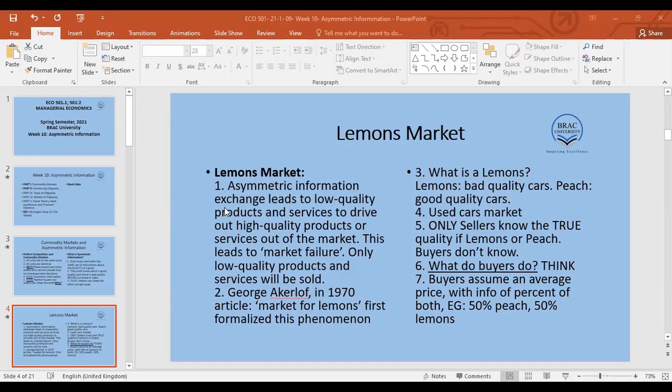So this lemons market has an interesting historical background. George Akerlof in 1970 wrote an article called Market for Lemons, just a simple name. That article was revolutionary. It first formalized the problem of asymmetric information. Akerlof called it lemons: a lemons market is a market where bad quality products are sold.